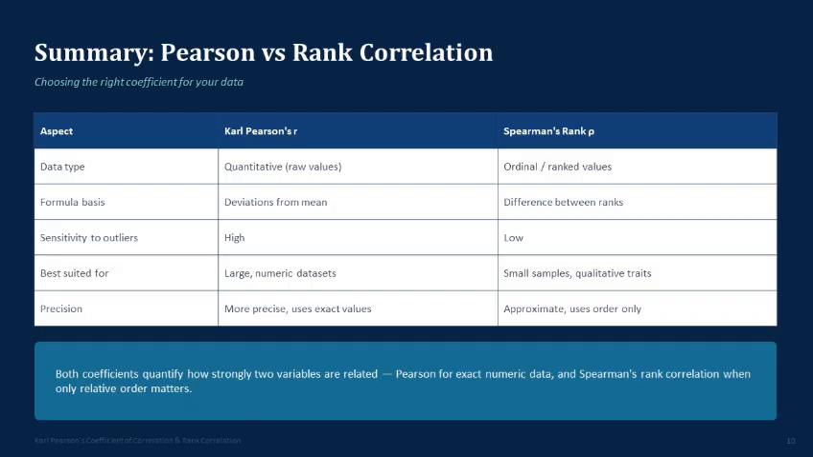Coming to the precision, Karl Pearson's r is more precise and uses exact values, whereas Spearman's rank correlation is approximate and uses order only. Both coefficients quantify how strongly two variables are related. Pearson for exact numeric data and Spearman's rank correlation when only relative order matters.